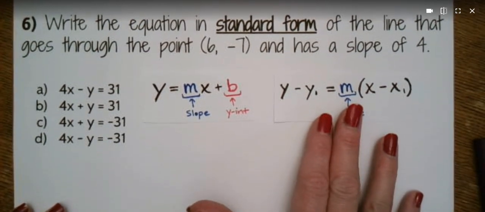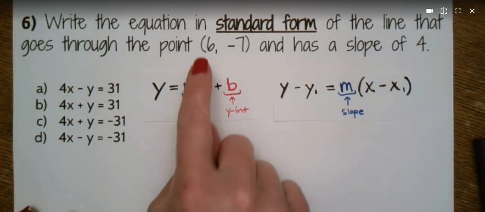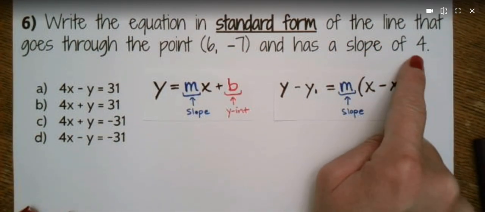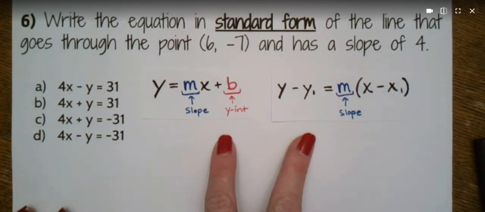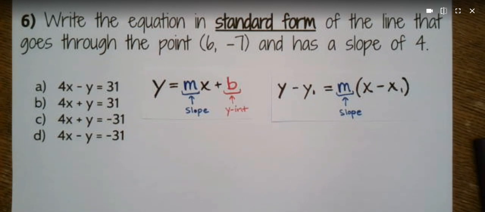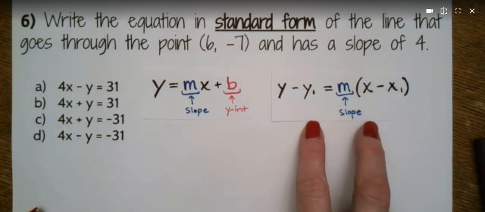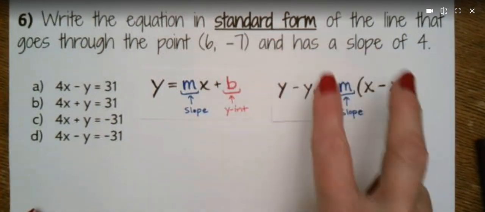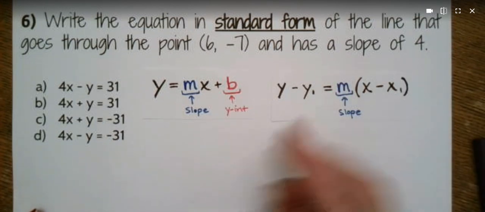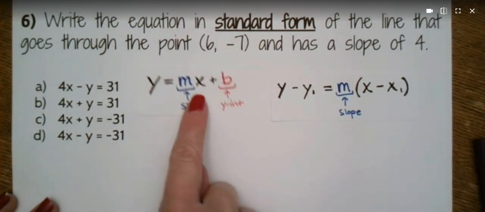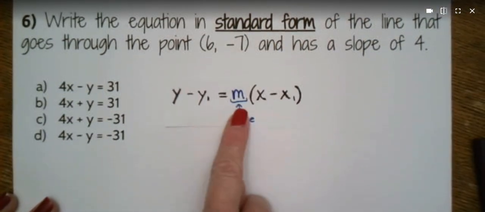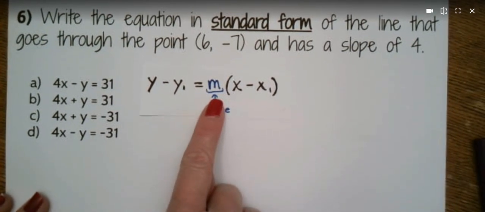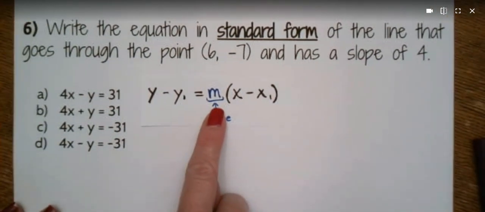So here are our choices. Now, look at the information we're given. We're given a point and we're given a slope. Which one of the equations would make more sense to write first? Well, obviously this one, because all I'd have to do is take the point and plug it in and take the slope and plug it in, and voila, I have the equation. So get out of here, slope-intercept form. We're going with point slope. Okay, so this is what we're going to write our equation in.